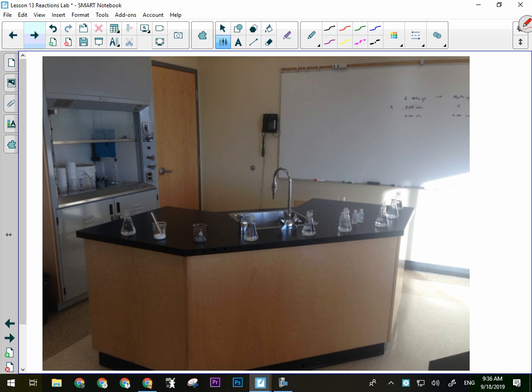Okay, and we're almost entirely out of one of the things I made, like magnesium chloride or something like that. We're almost out of it, so I don't know if I have enough to make another container of it. So please be careful with that.